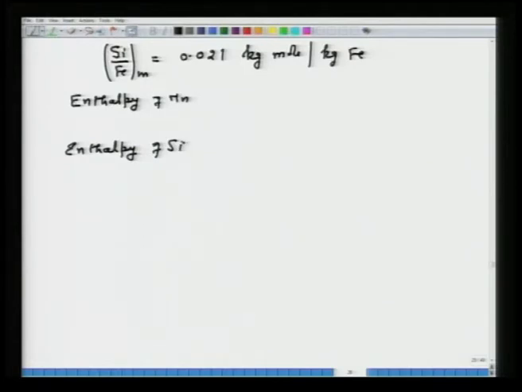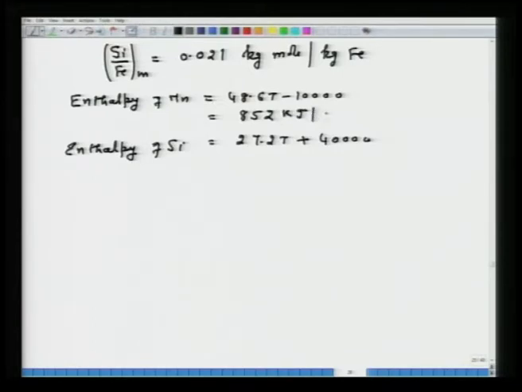On the liquid iron side, that is given by 48.6 T minus 10,000 kilojoule per kg mole, and silicon 27.2 T plus 40,000. So, for our case the enthalpy of manganese is 852 kilojoule per kg mole of iron, and in this particular case it is 1868 kilojoule per kg mole iron. Now, this is not the total solution.